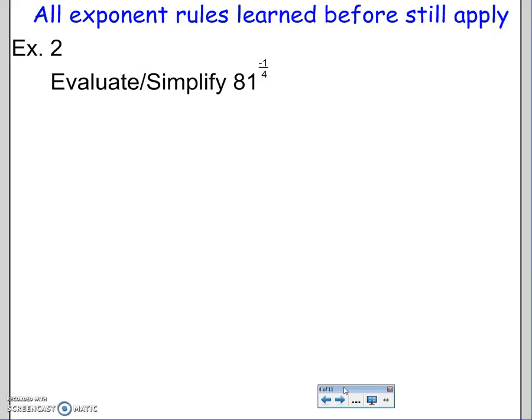Alright, now all the exponent rules we learned before still apply. So now I'm going to use everything we did. First, remember, you cannot have a negative exponent. If you have a negative exponent, you've got to bring the whole term down and make it positive. So that's really 1 over 81 to the 1/4 power.